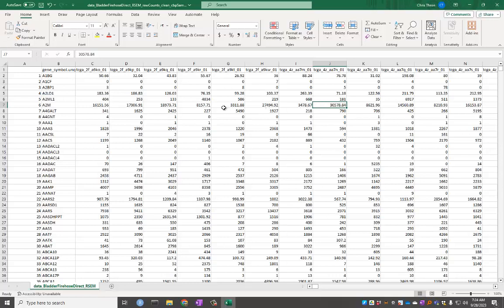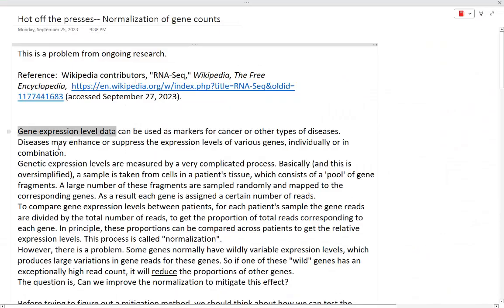Right? So that's what we want to do, compare gene expression levels across patients. Again, the patients are in the columns, the genes are in the rows. Okay? So that's the kind of data we're looking at. Now, in order to understand how this is working, we need to understand a little bit about the process of these measurements. So genetic expression levels are measured by a very complicated process.